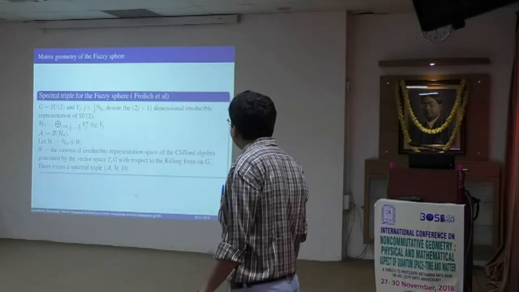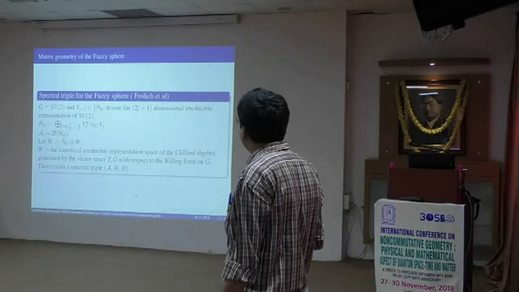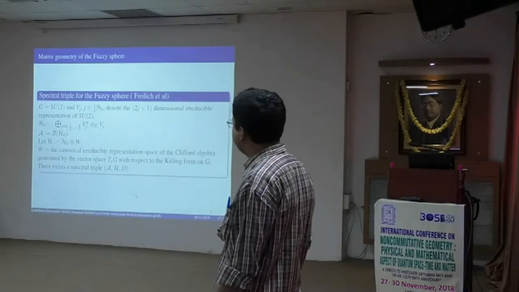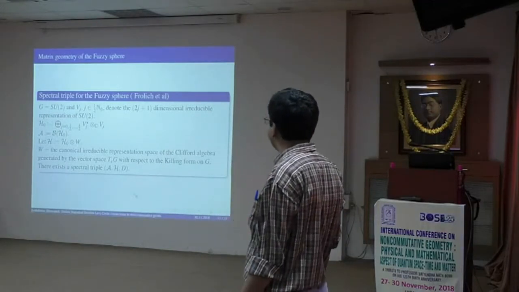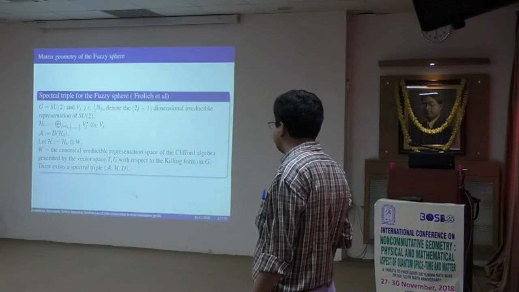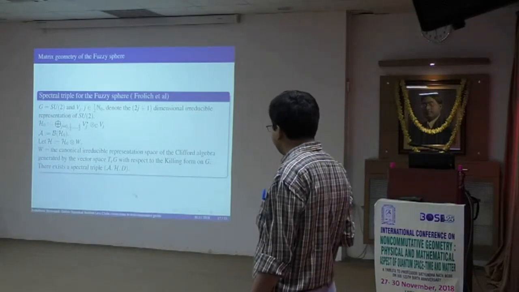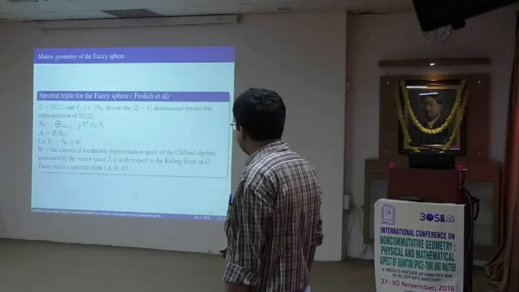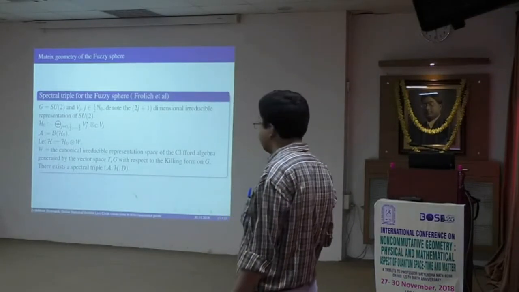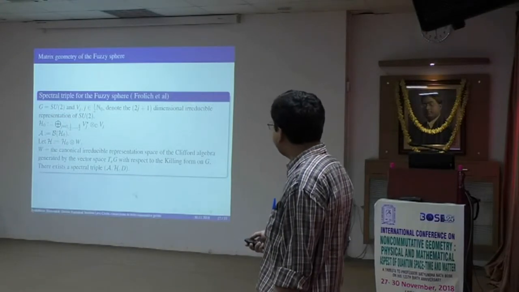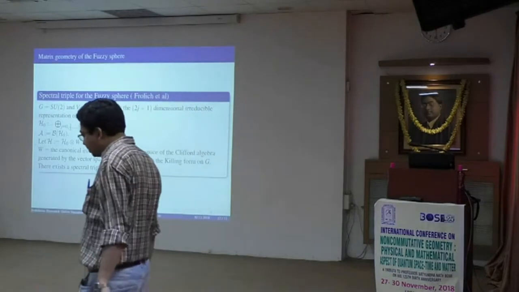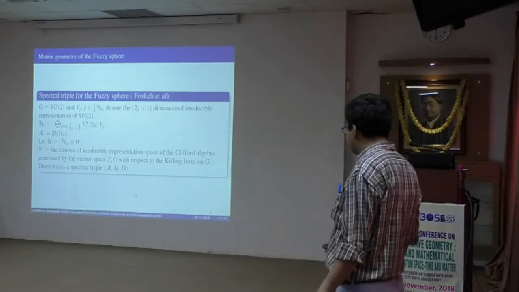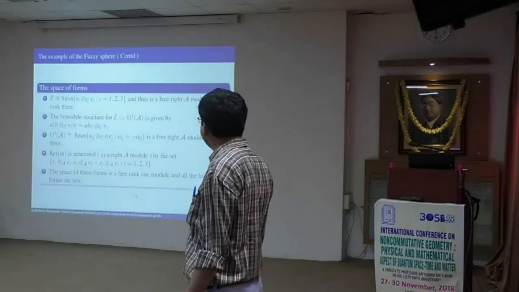For the spectral triple, you take your Hilbert space to be this, where this V_j is the canonical spin j representation of the group SU(2). So my algebra is a full matrix algebra, and my Hilbert space is H_0 tensor W, where W is the representation space of the Clifford algebra. Then Fröhlich, Grandjean, and Recknagel prove that there exists a spectral triple. We won't need the description, but what we will need is the space of forms.